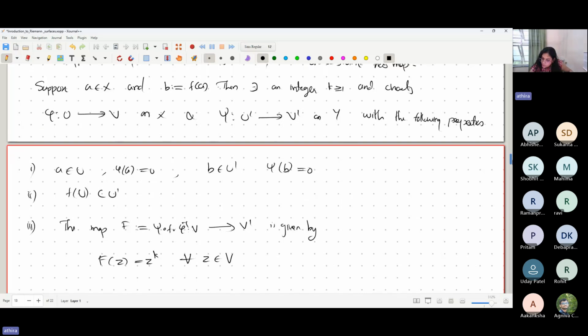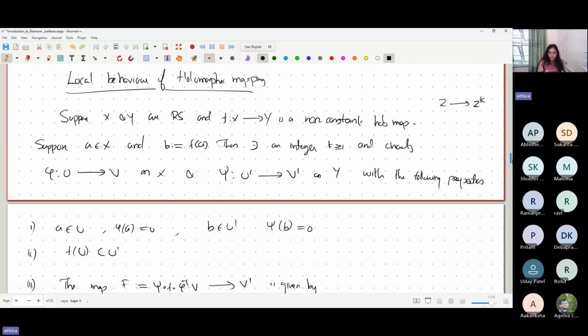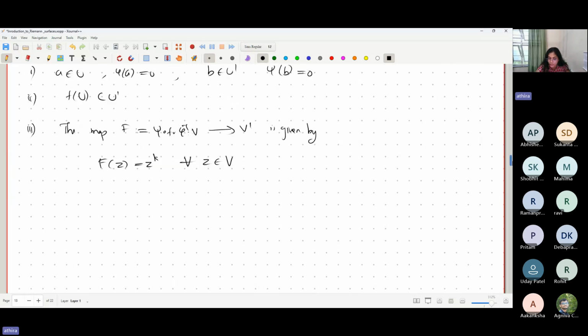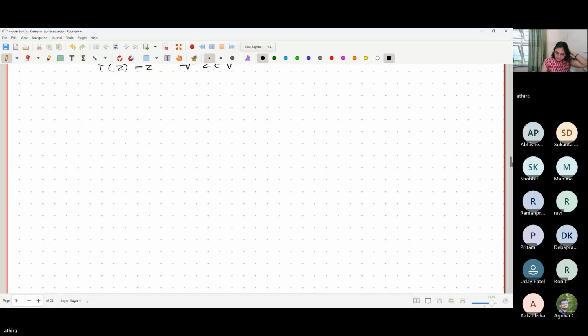Is the theorem clear? We are taking a holomorphic non-constant map; this non-constant should be marked. f is a non-constant holomorphic map, and for each point a in X we are taking its image b as f(a). We can find two charts centered at a and centered at b, and in local behavior that composite map actually looks like z mapping to z to the power k. I will draw this.